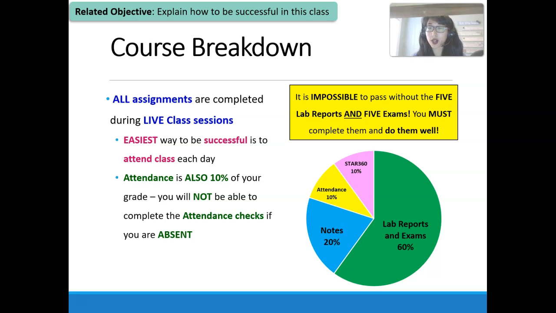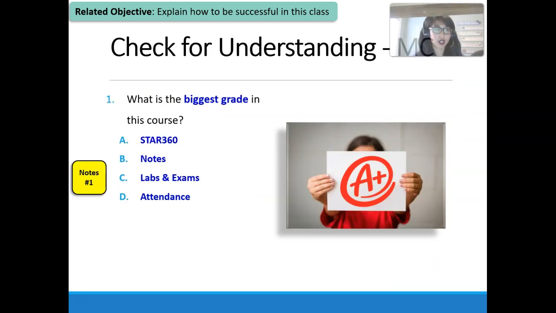The second most important part is to do your notes. The notes are going to have all the answers that you need in order to get 100% on your exam. So we want to make sure that we're doing our notes every day and doing them correctly. Again, attendance is 10% and STAR 360 will also be 10%, which you should have already learned about in the assembly. All right, so let's keep on going here.